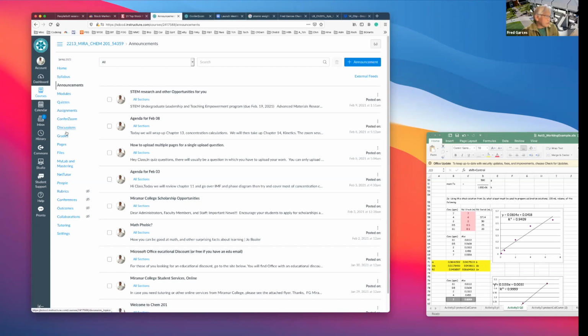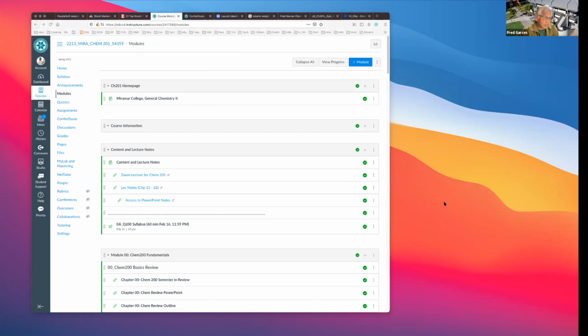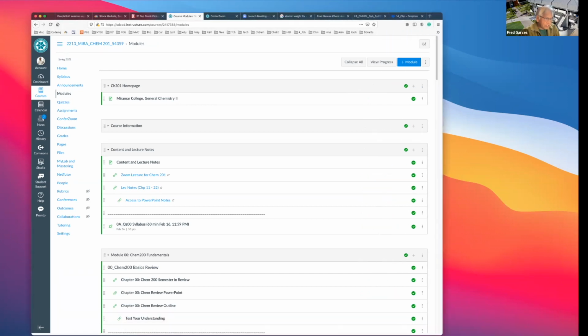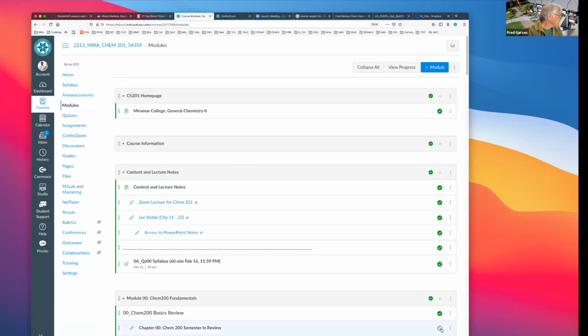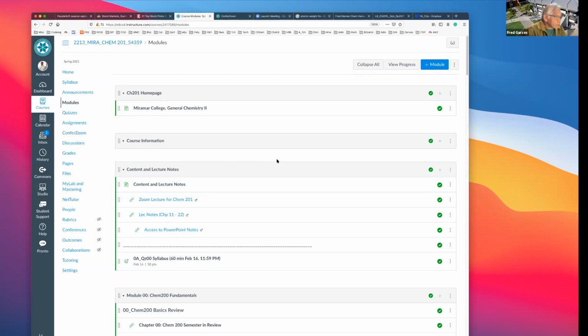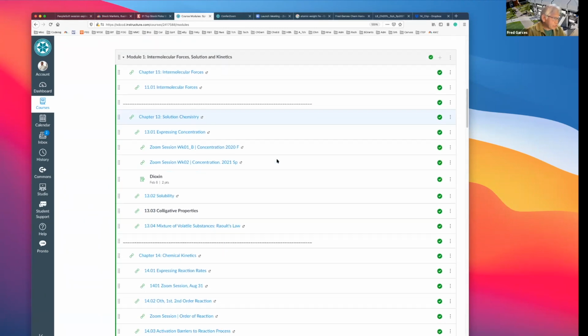Okay, so let's go into the module. Under module, this is what you will see. Let me take this out, and let me blow this up so that you guys can see this completely. So we're going to go to activity 3, which is, by the way, where the Zoom sessions are. Look for the one that says spring 2021.